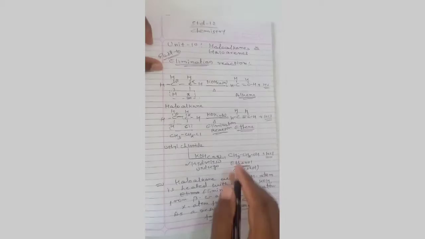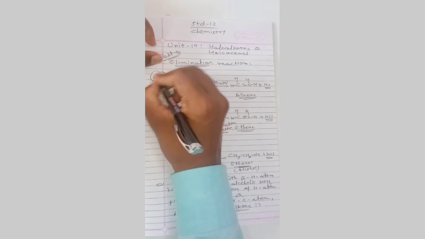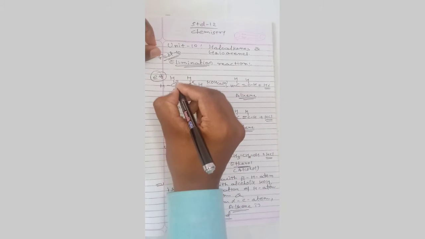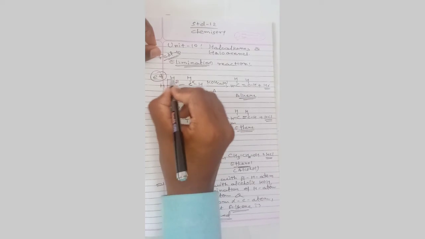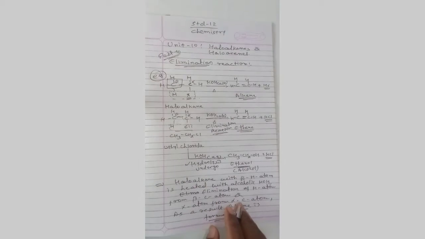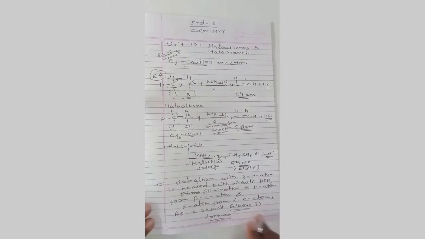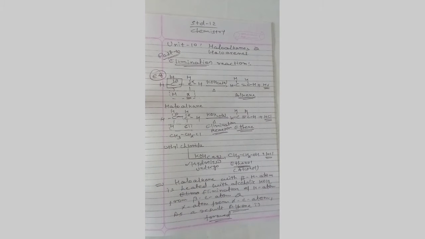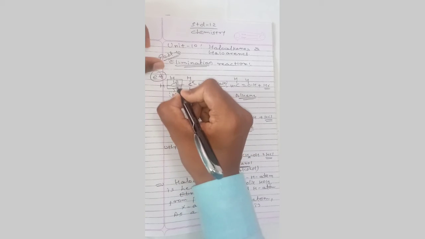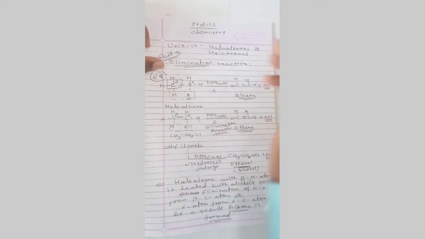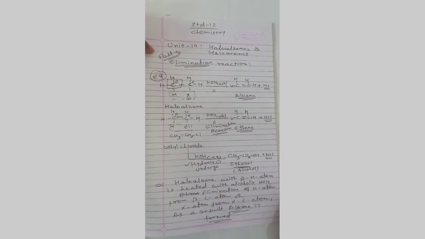Here in this case only one beta carbon atom is present. But what about when more than one or two beta carbons are present? Which type of product is formed? Let's see.